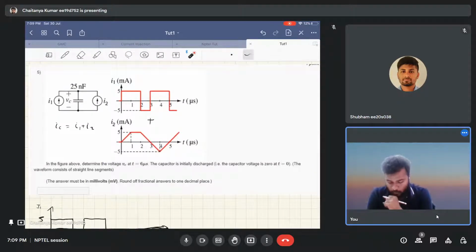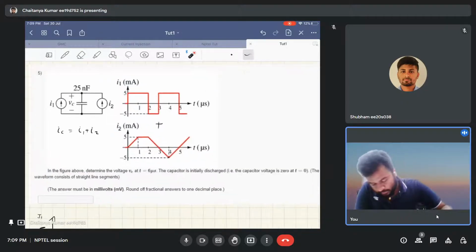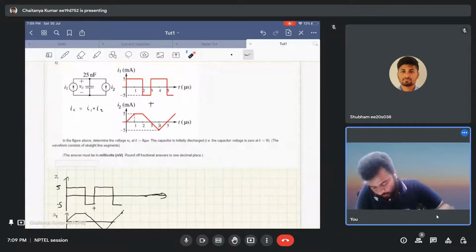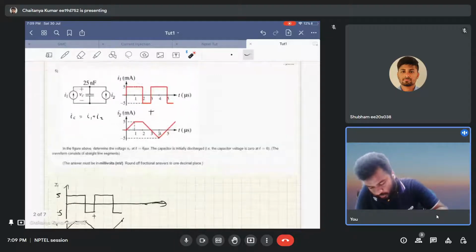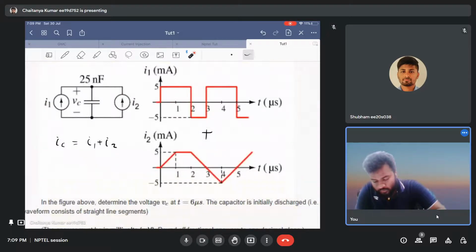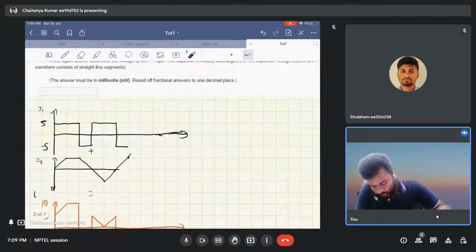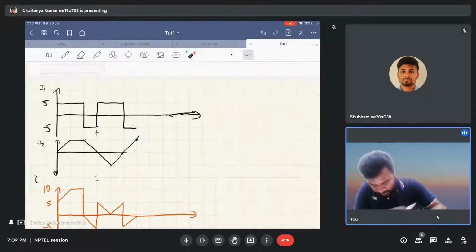Okay, so I will proceed with the solution of this. First of all, we can add these two waveforms and calculate the waveform of the overall current that is flowing into the capacitor. Now, this can be done by Kirchhoff's current law. Since I1 and I2 are flowing directly into the capacitor, the current of the capacitor is basically the addition of these two. So if we add these waveforms, it can be done as follows.